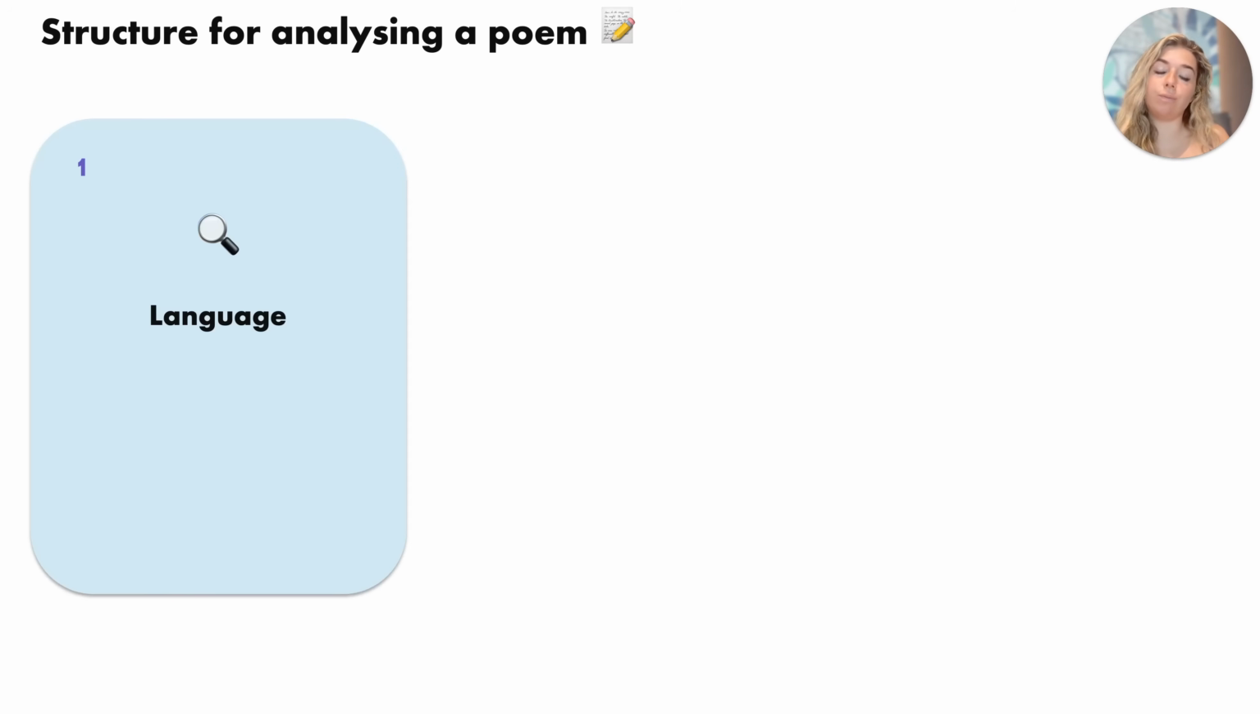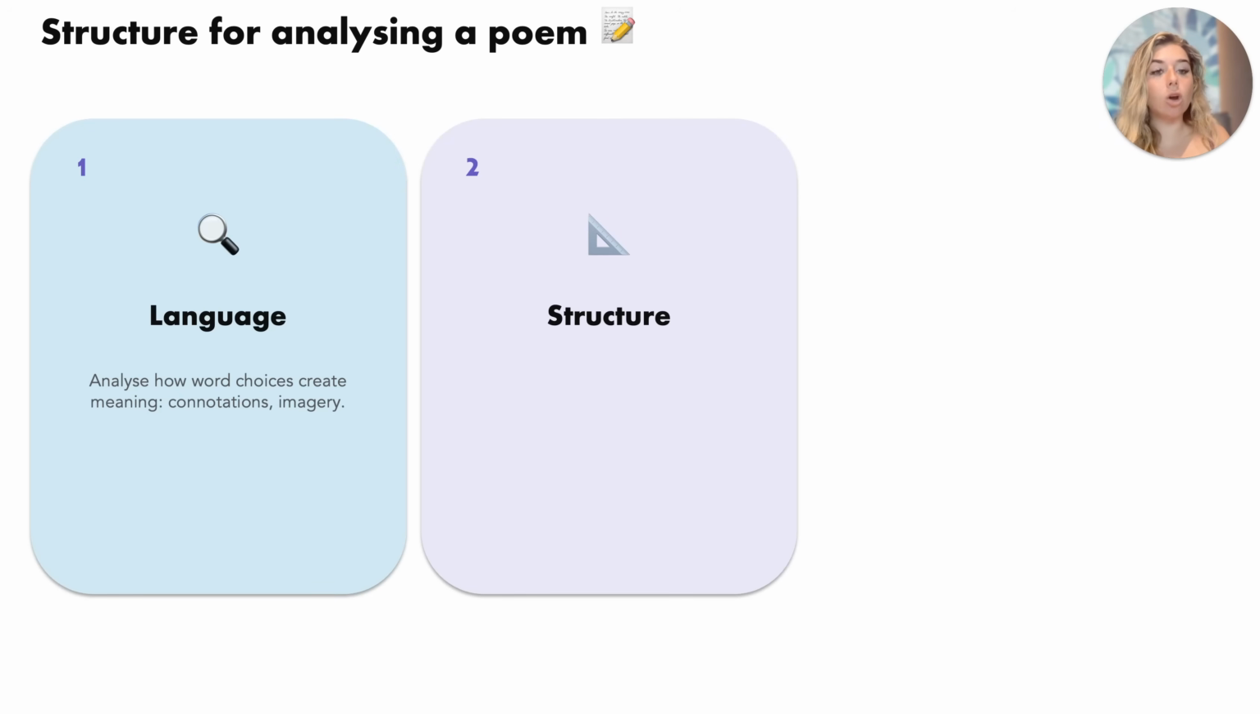So this is the structure I want you to follow for analysing a poem. We're going to have language. We're going to analyse how word choices create meaning, like connotations and imagery. So we're going to have a paragraph just on language. We're going to have a paragraph on structure, for example, how the poem is actually arranged on the page. So kind of looking at the sentences, something like enjambment.